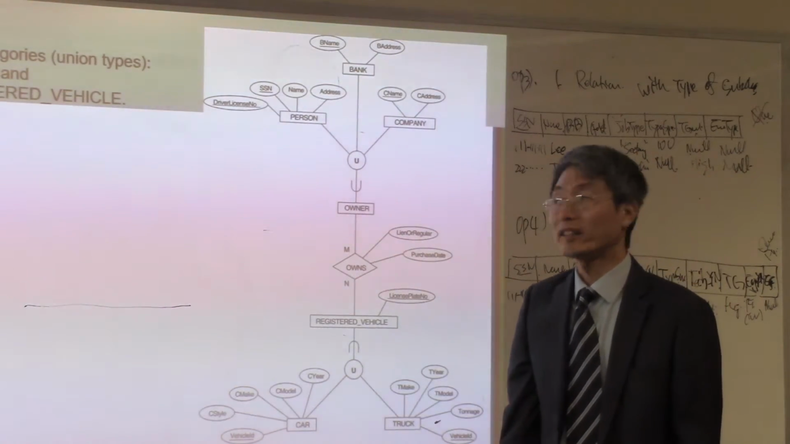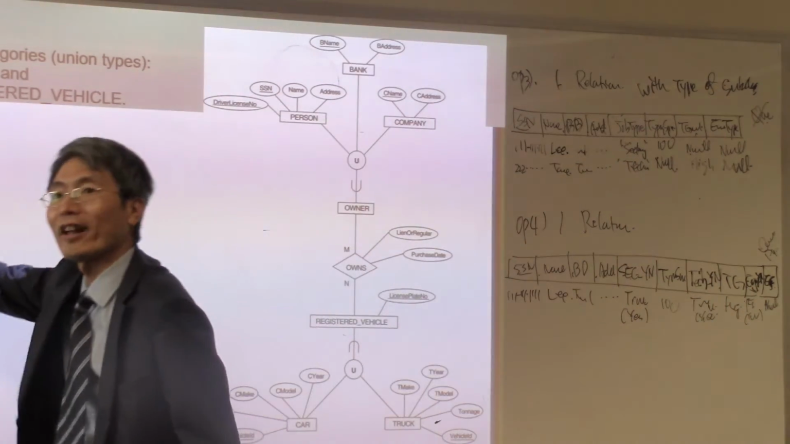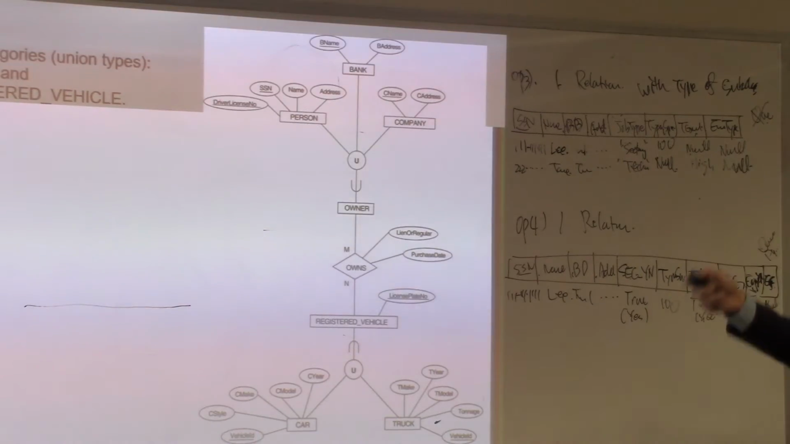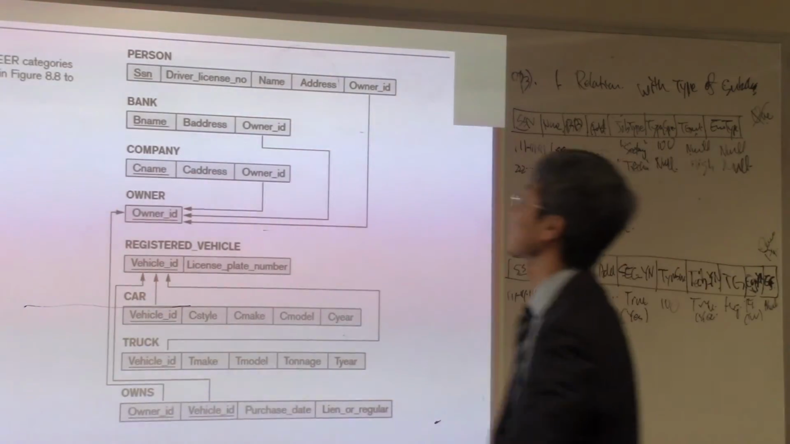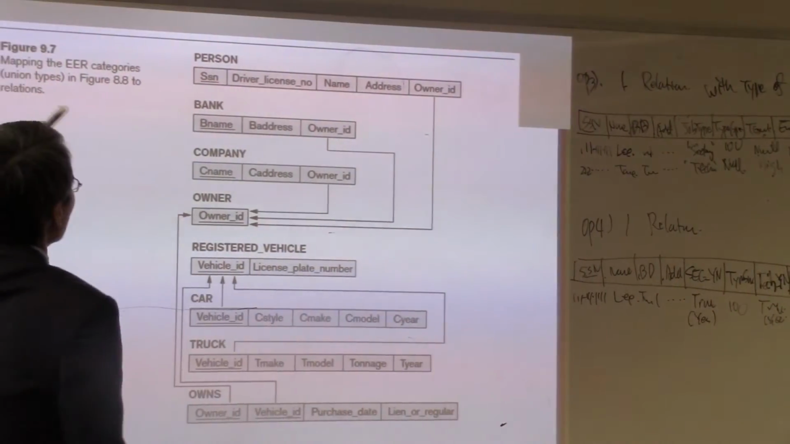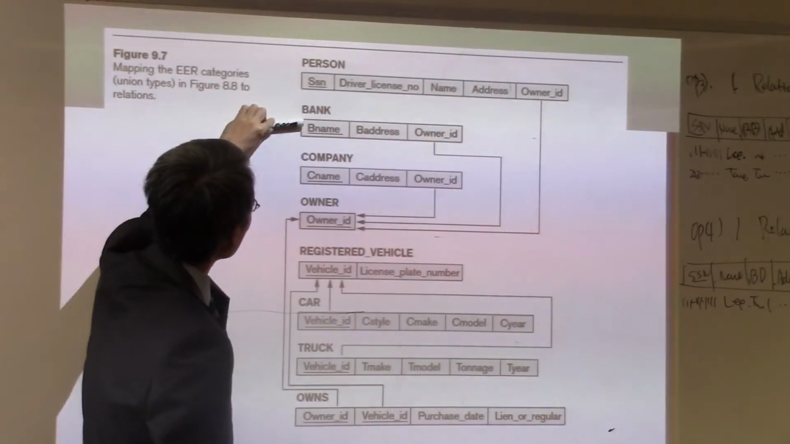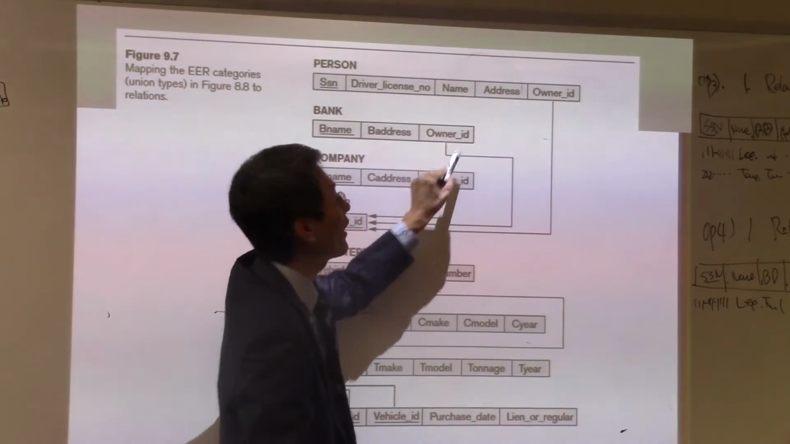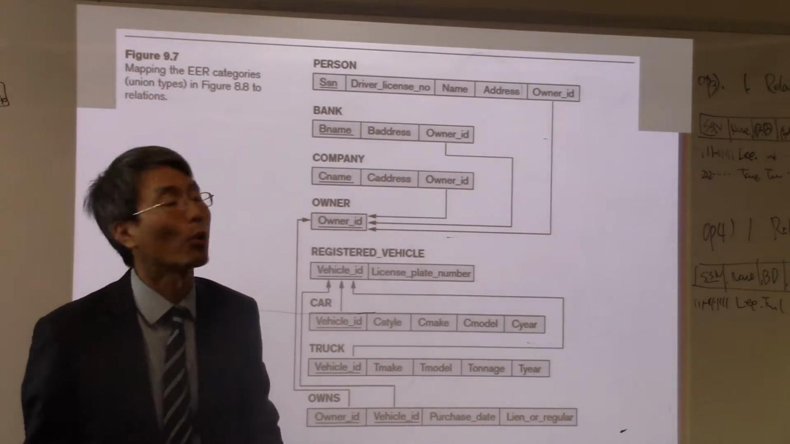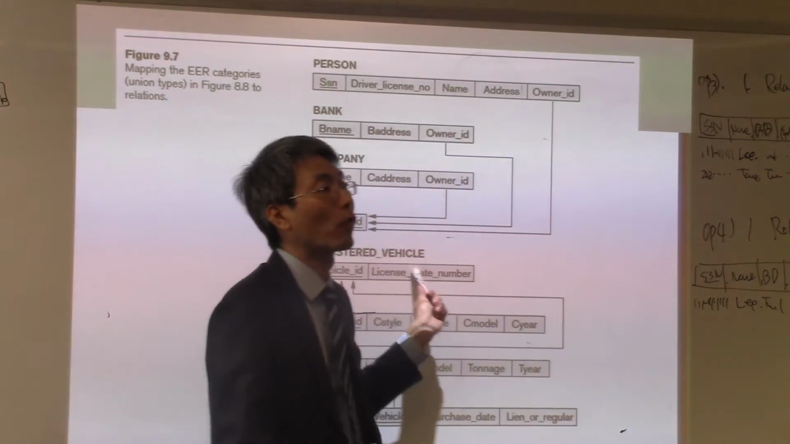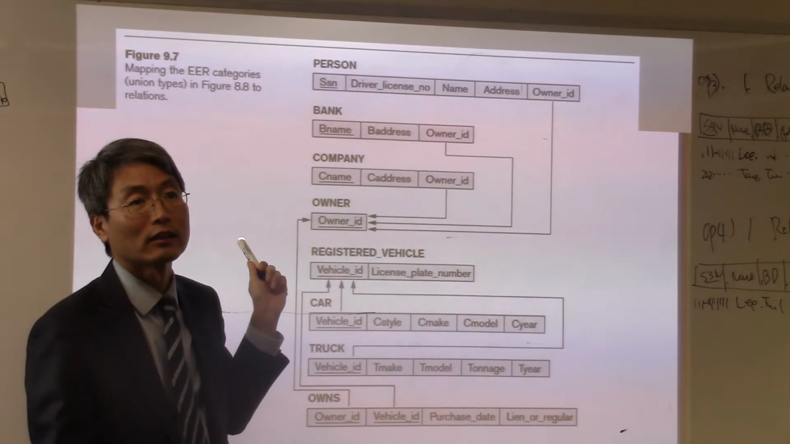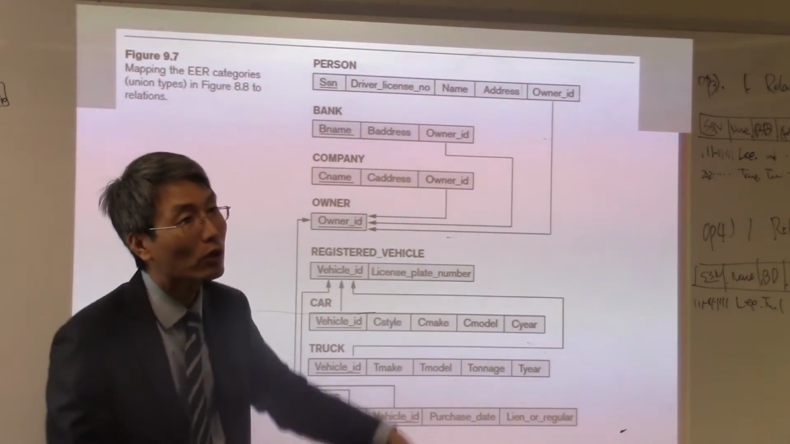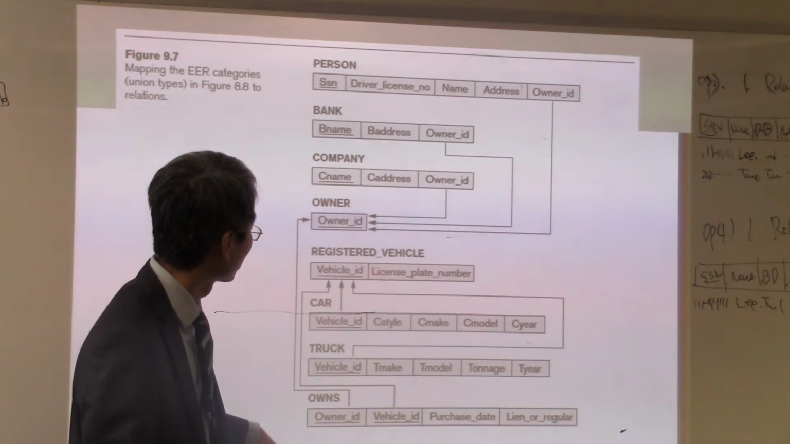Okay? After that, we can select one of these options, 1B or separately. In this case, we will create the first option: person, bank, company, and owner has the owner ID. Each of them has the attribute of the owner ID, then we create the foreign key. Okay? So that is the option for the union type.